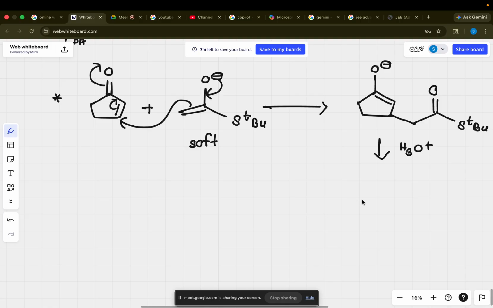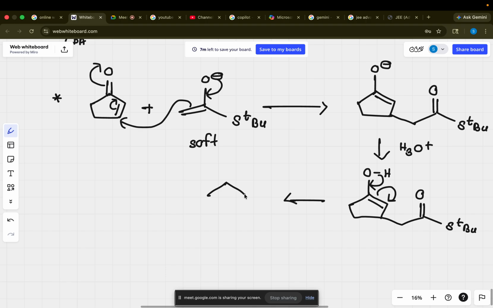Now if you do the last step, they do protonation, H3O plus, so that means hydrolysis of this compound. If you do further hydrolysis, what will you get? So this O minus is now becoming OH, okay. And if you are getting OH, so what will you get? You will get tautomerism, okay, keto-enol tautomerism.